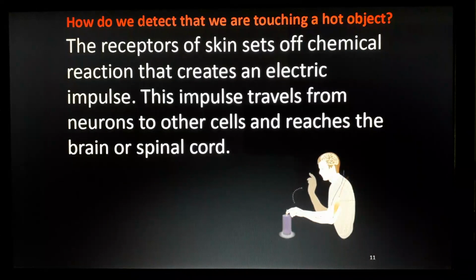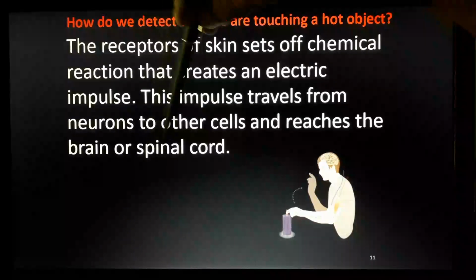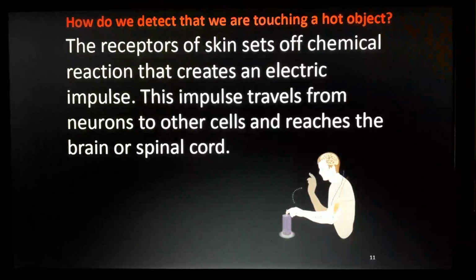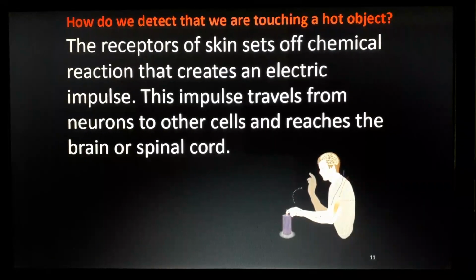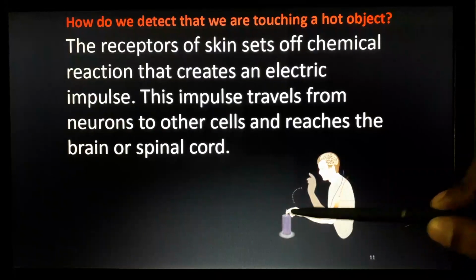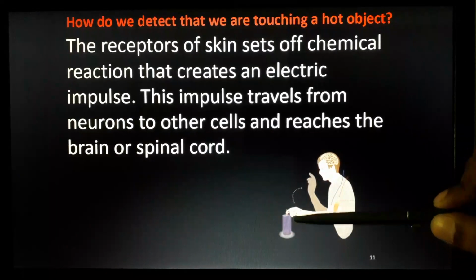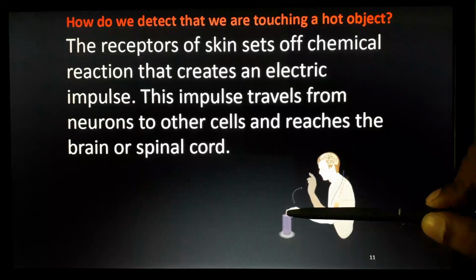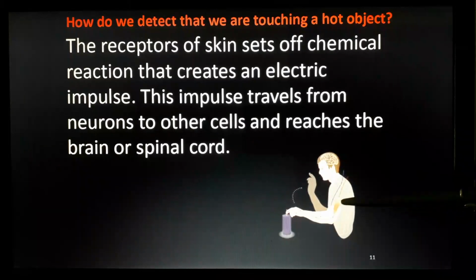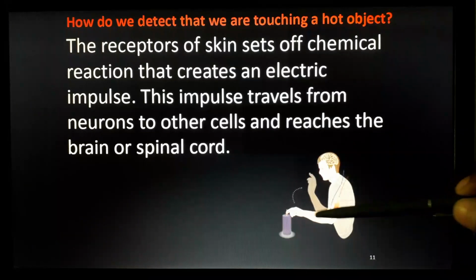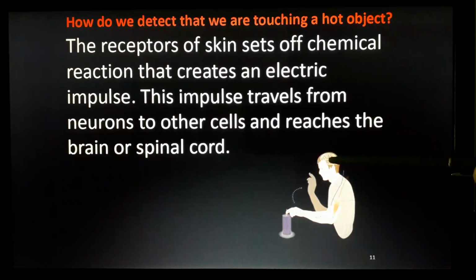This impulse travels from neurons to other cells and reaches the brain or the spinal cord. That's the next thing that we will study in reflex action. When we are touching something hot, the skin already has a lot of receptors. The receptors in the skin will send that signal to the brain. See, this blue one is sending the signal to the brain. When the signal reaches the brain, at that time we feel that heat. Understand? And the brain will send a signal back.